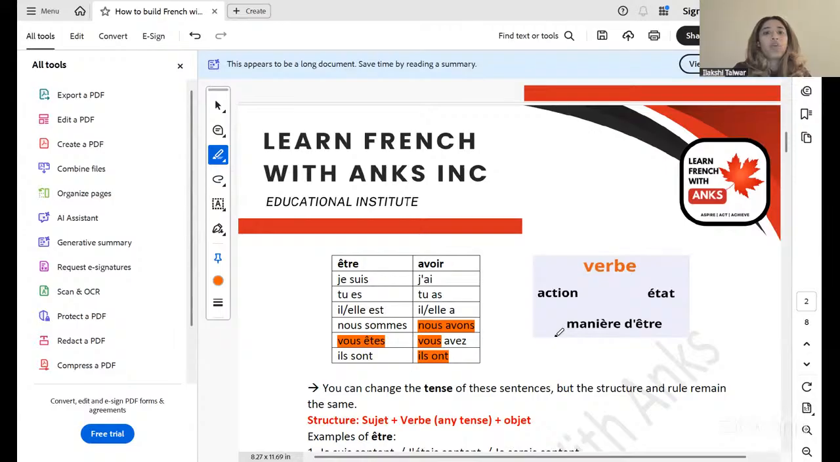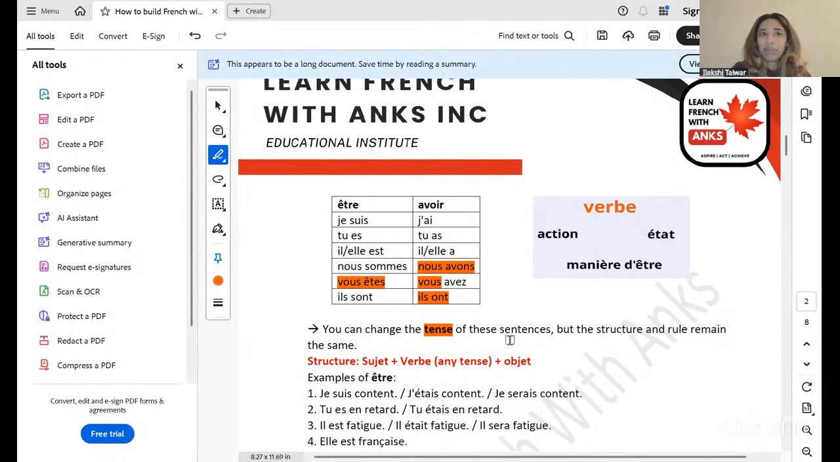Okay, now we can change the tense of these sentences, but the structure and the rule will remain the same. So it's the subject, which is the sujet, le verbe, which is the verb, could be in any tense, followed by my object. Okay? Alors, let's take an example. Anybody who wants to volunteer to read out the sentences can do that. You guys just need to raise your hand and we'll cater to anybody who wants to read. I can do that. Okay, lovely, superb. Let's give it a shot.